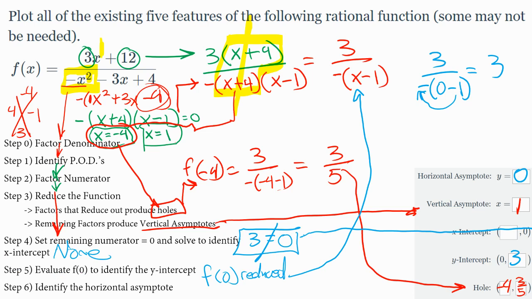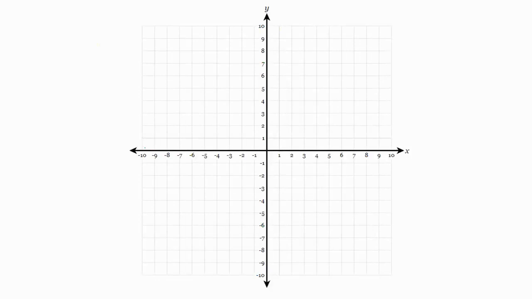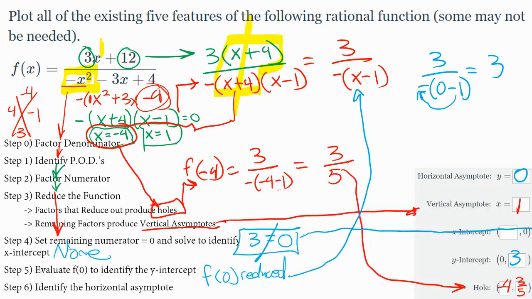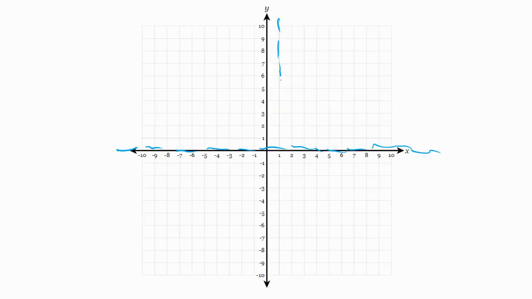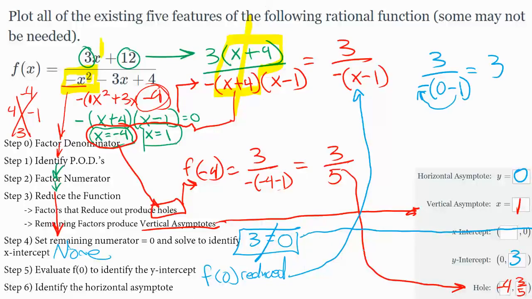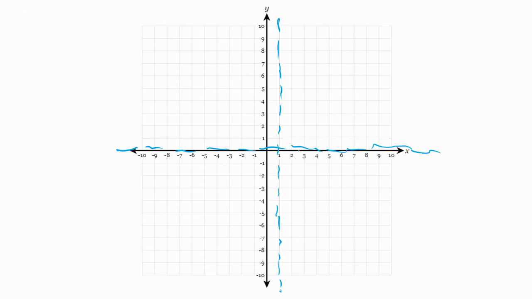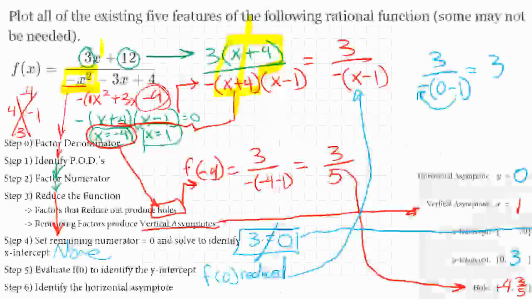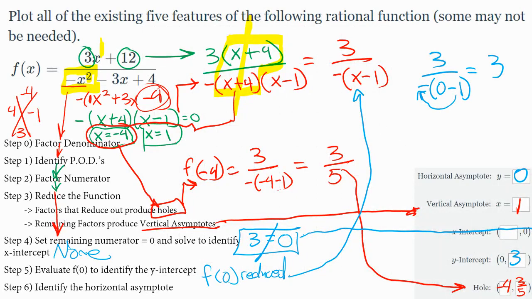So now we got to plot that information. Horizontal asymptote of 0, start there. It's a nice little blue dashed line. It's kind of a rough sketch there. And then a vertical asymptote at x equals 1. And then we don't have an x-intercept because in this one, the horizontal asymptote is the x-axis, and so we're not actually touching it this time. And then the y-intercept is at 0, 3.